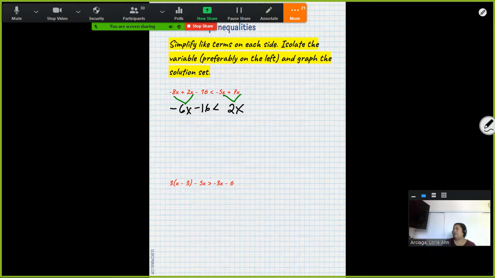Now, we want to have the variables all on one side, preferably on the left. Okay? So what will I do with 2x? What will I do with 2x? I'm watching the chat. Just type your answers in the chat, or if you guys are using your phone to Zoom, I do understand that.